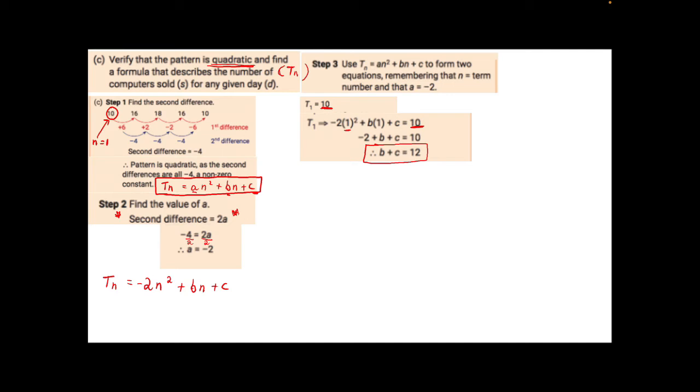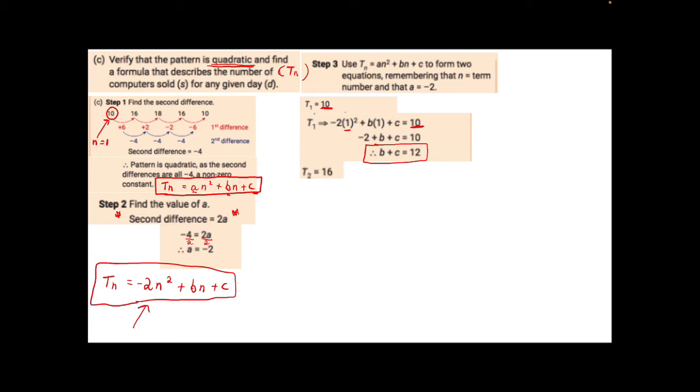Okay, so I have one equation with our two unknowns b and c. Remember, I'm trying to set up a simultaneous equation so I can solve for b and c. So I need to make another equation that has our unknowns b and c. To do this, we're going to take our second value and substitute it into our general quadratic equation. So we're going to substitute it into this again.